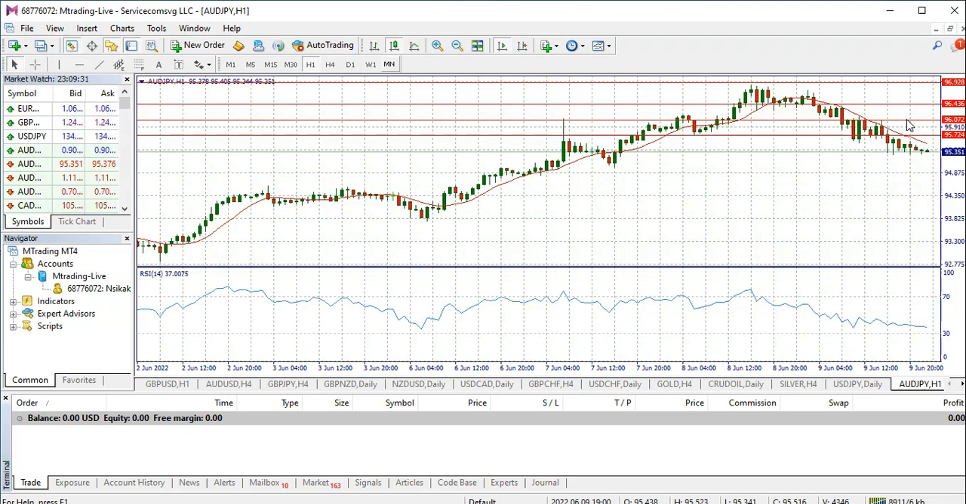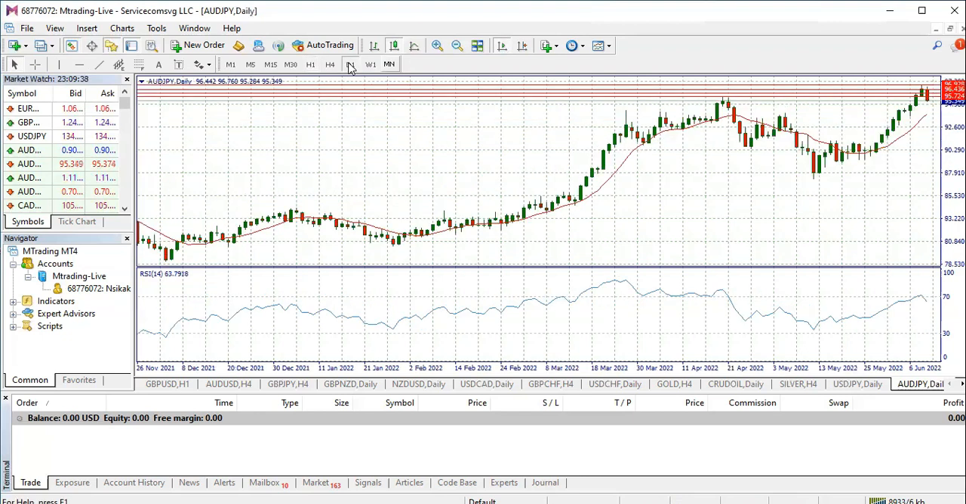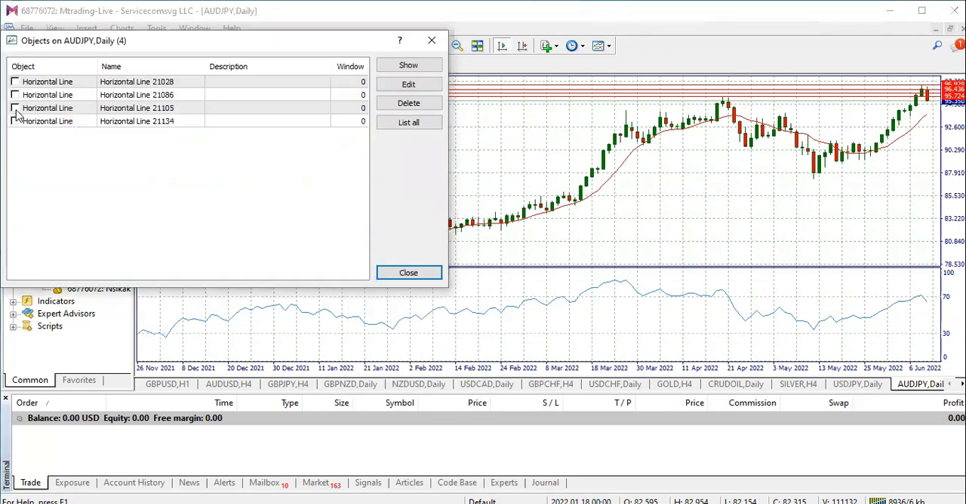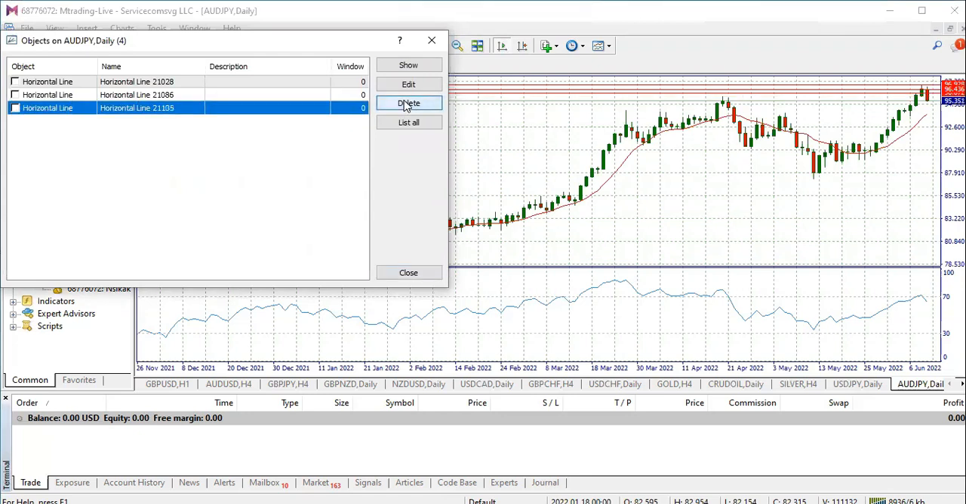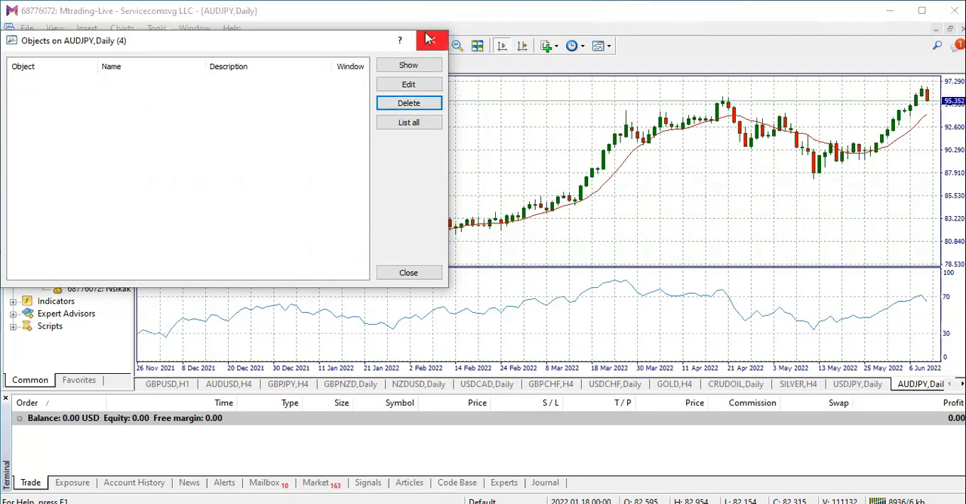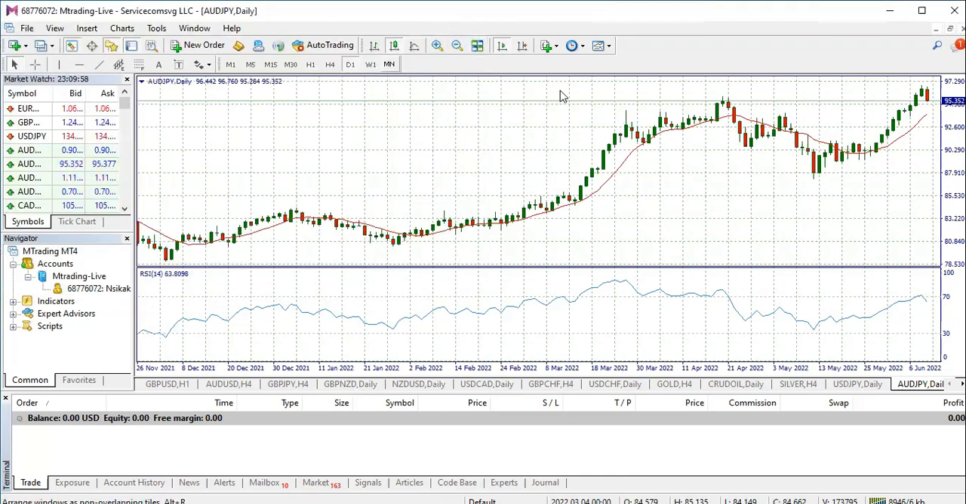Okay, another means to determine stop loss location is using the Fibonacci tool. So let me clear these horizontal lines. Another means to place or choose stop loss location is using the Fibonacci tool.